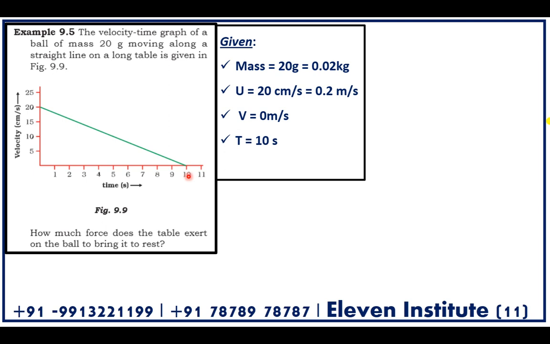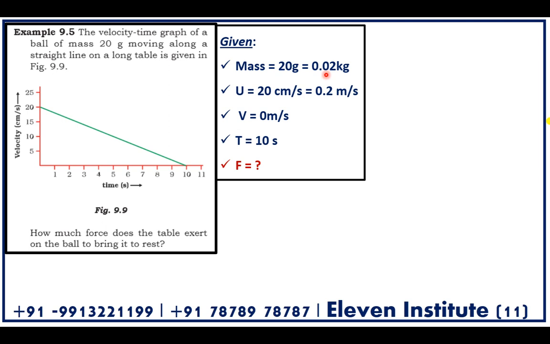It is a simple thing. The velocity of an object was 0.2, and it became 0. Velocity was 0.2 meters per second and it got converted into 0. And for this conversion, the time taken was 10 seconds. Mass of the object was this much. What you have to do? You have to find the force.